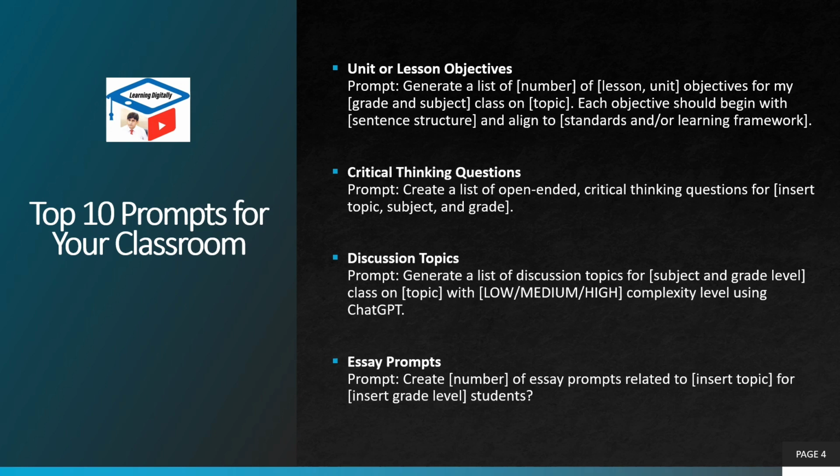Each objective should begin with a sentence structure and align to standards and learning framework. For example, you have to write in ChatGPT: generate a list of 5 lesson objectives for my 5th grade science class on topic gravity. Each objective should begin with "students will be able to" and align to the 5th grade Next Generation Science Standards. ChatGPT will generate objectives for your class.